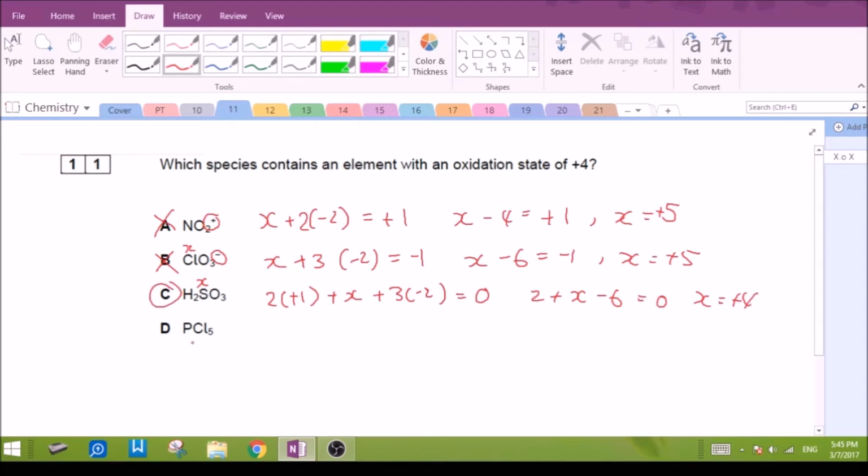Right, checking option D, phosphorus will be X, and each chlorine atom is -1. The sum is equal to 0 because there's no charge. Right, phosphorus here is +5. So our answer is C.